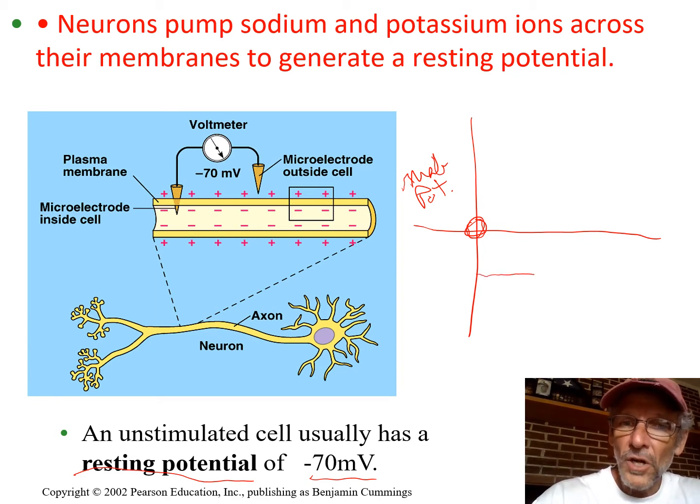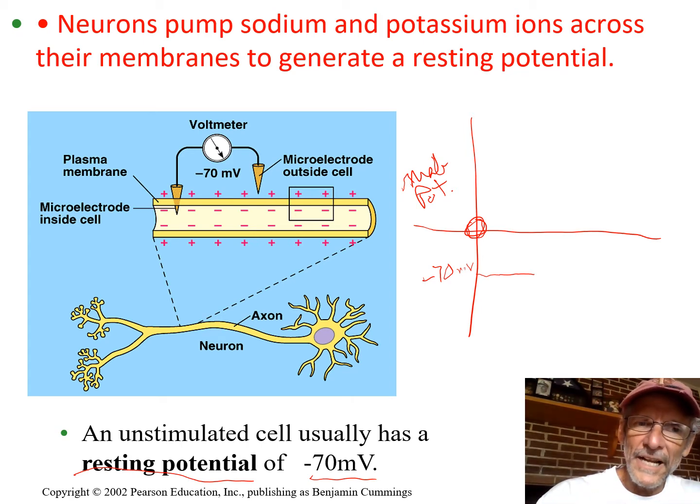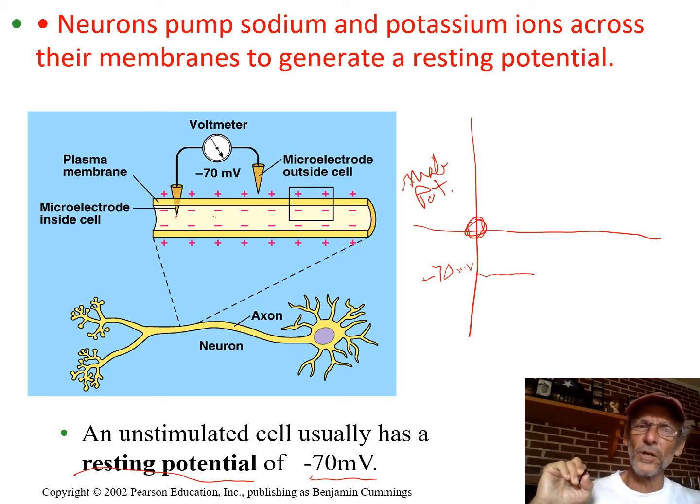How much more negative is the inside compared to the outside? 70 millivolts. Therefore, the resting potential is negative 70 millivolts. That makes sense? That means the inside is negative 70 compared to the outside. If you put, like it shows here, a little electrode inside and measured the outside, it would be 70 millivolts more negative inside than outside. Okay, I think we've said that enough, right?